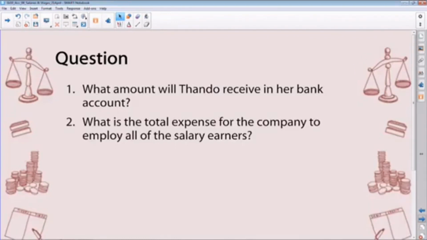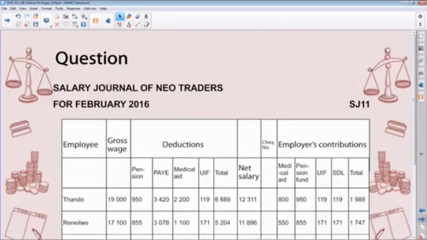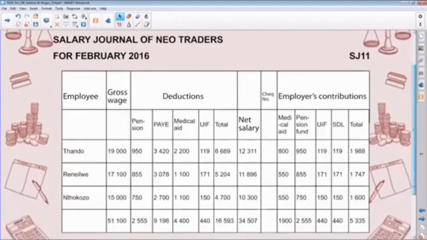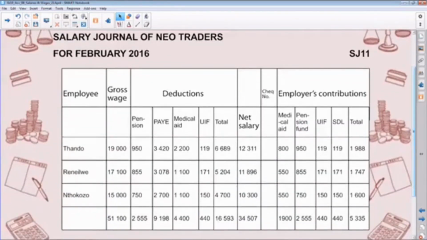Now, I'm going to take you back to last week's journal. And here's last week's salary journal. And please, again, I'm asking you, what will Thando get in her bank account? And what is the total expense for the company during this month? I'm going to give you 2 minutes to quickly complete that.